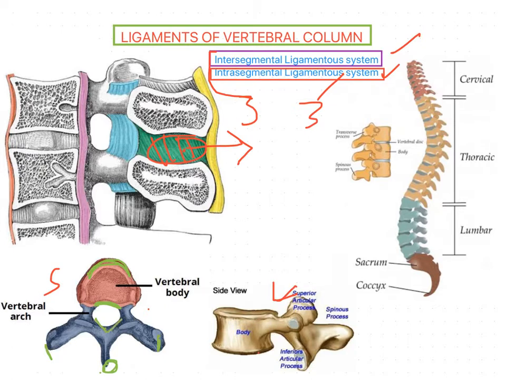Okay, on the posterior aspect you can find the laminae. These are the things you have to appreciate well. Then only you can understand the attachments of the ligaments. So this is on the superior aspect. Now we will see the same thing on the lateral aspect.